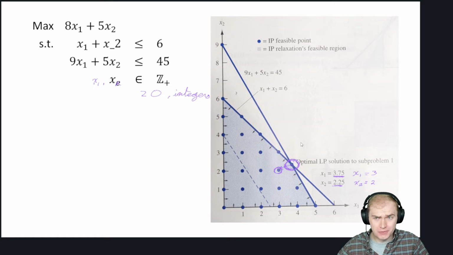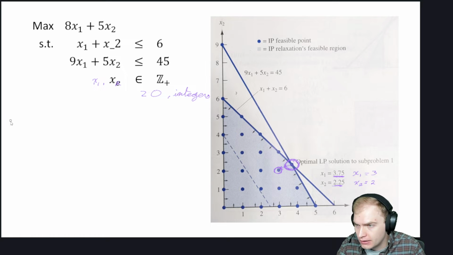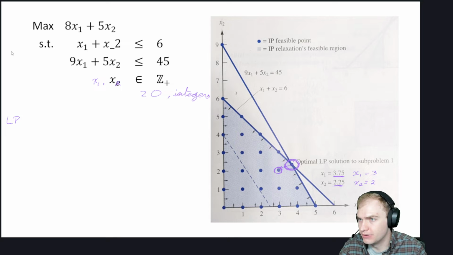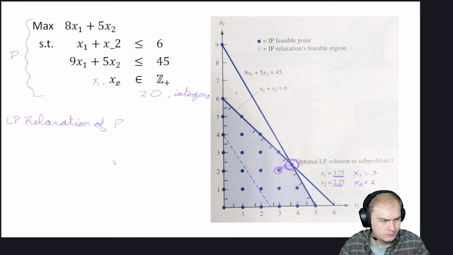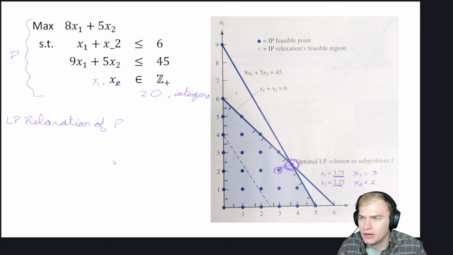The first thing we're going to do is define what's called the LP relaxation. So if this is problem P, then we're going to define the LP relaxation of P. And that's just going to be very similar.